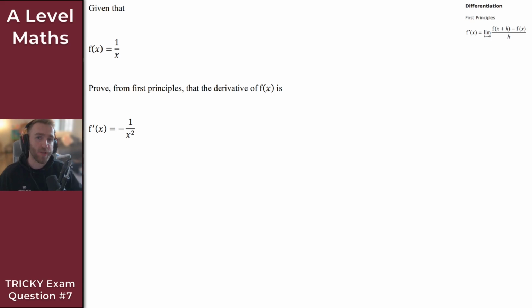All right, we're back. Question 7 here in our series on tricky A-level maths exam questions. As we can see here, we have a question on differentiation from first principles, which is normally pretty straightforward and for the most part not too challenging. However, this question here is a pretty good challenge, right?